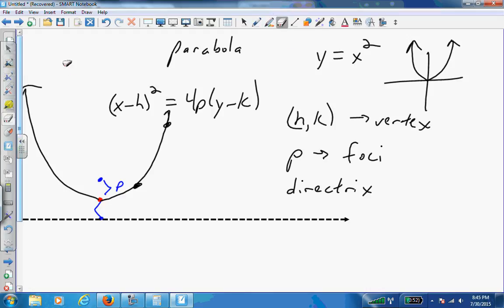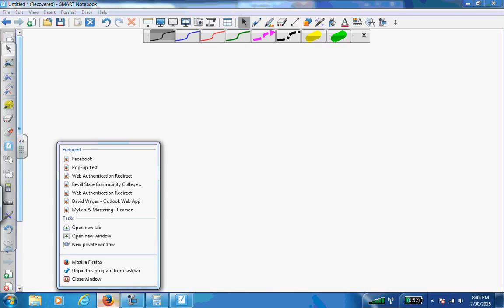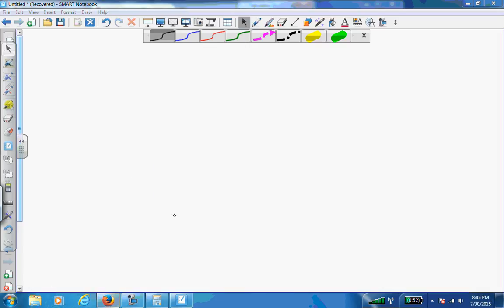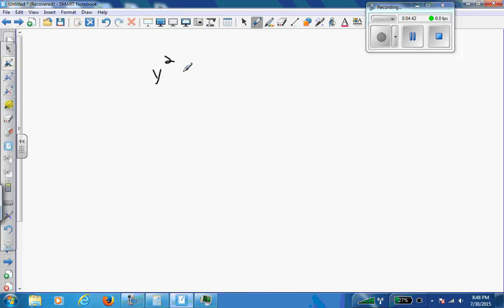So let's look at an example. Let's suppose we have an equation. Let's see if we can get the book to pull up. No, we may have to just make one up. All right, let's look at this one: y squared minus 4y minus 4x equals 0.